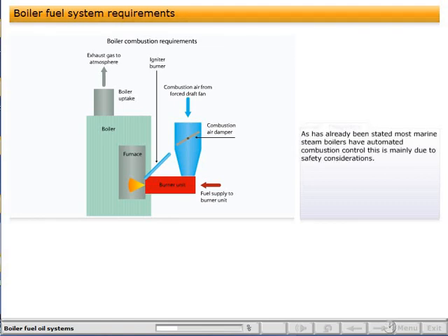As has already been stated, most marine steam boilers have automated combustion control. This is mainly due to safety considerations. These combustion control systems can be extremely complex. We will only consider the automatic control briefly in this module.